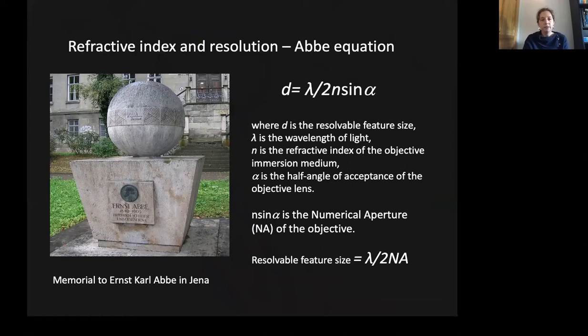From this equation, we can see that as the angle of acceptance of the objective gets larger, the resolvable feature size gets smaller. Abbe defined the n sine alpha as the numerical aperture of an objective. So the equation becomes resolvable feature size D equals lambda over 2 NA.